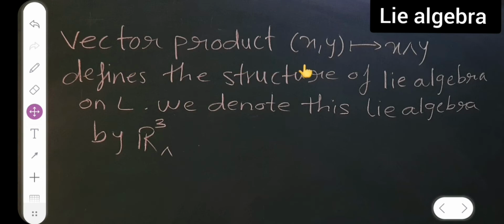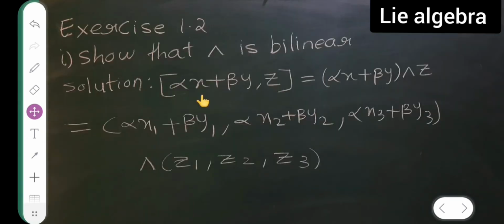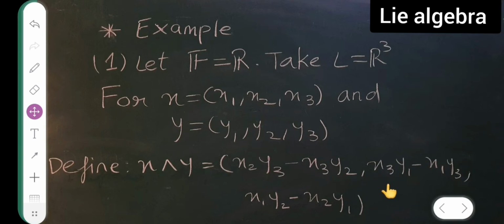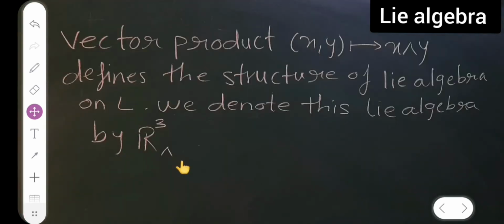Now the vector product (x, y) tending to x cap y defines the structure of a Lie algebra on L. We denote this Lie algebra by R cap 3. Okay, so how do we define the structure of the Lie algebra? Like this, R3 cap. Okay, next is exercise 1.2. Now this part is very important to solve.